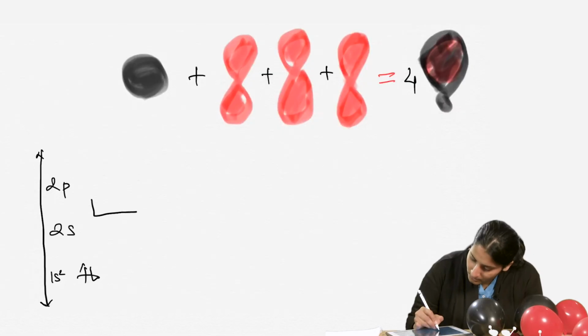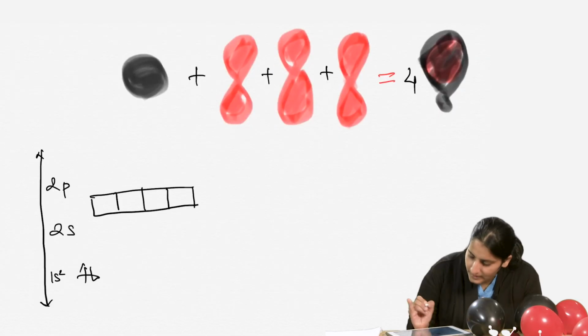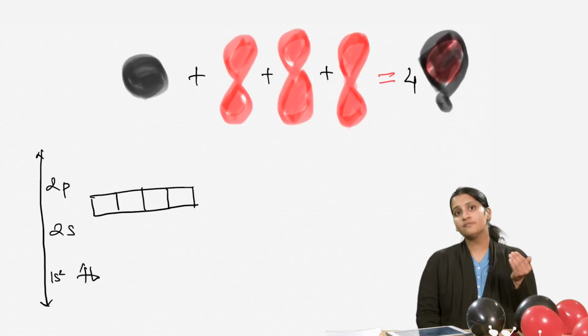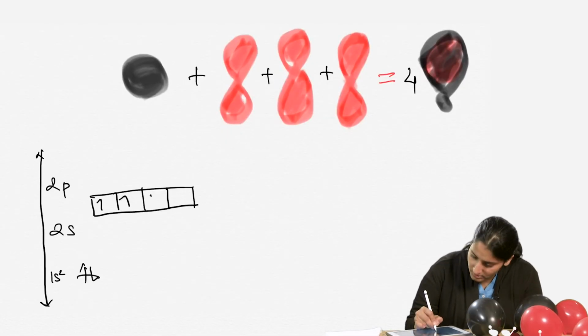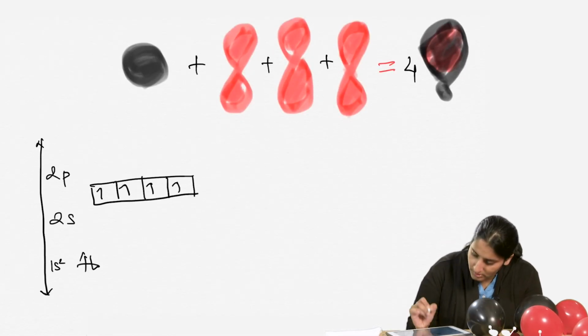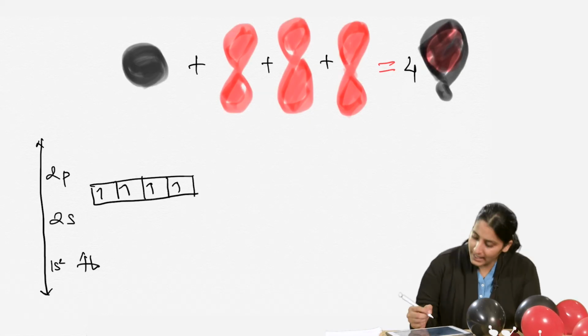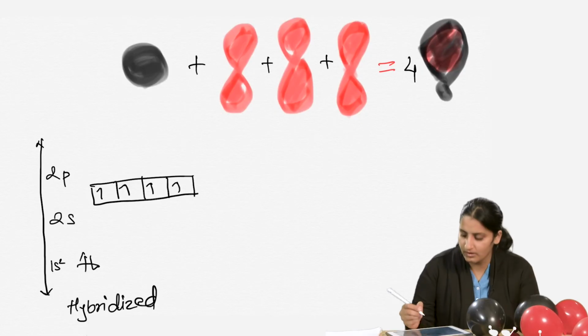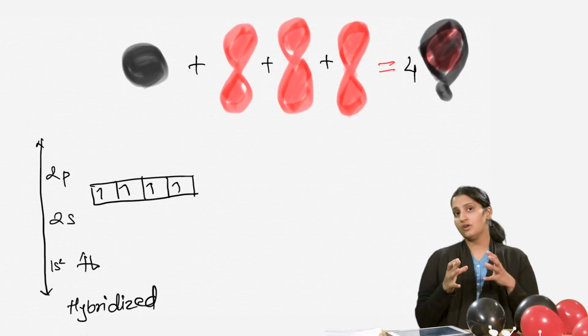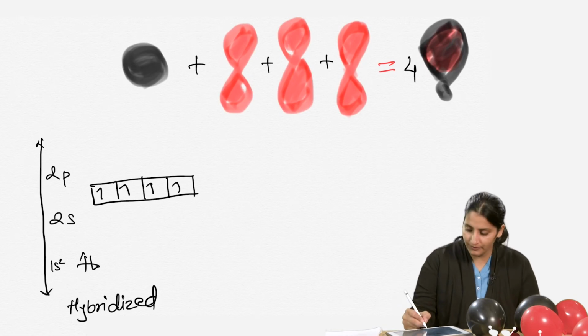So, now I am going to draw the hybridized orbitals. So, I have formed 4 of them, and in each one of these hybridized orbitals there is 1 electron each. Okay. So, the hybridized electronic configuration or hybridized state electronic configuration is represented as follows.